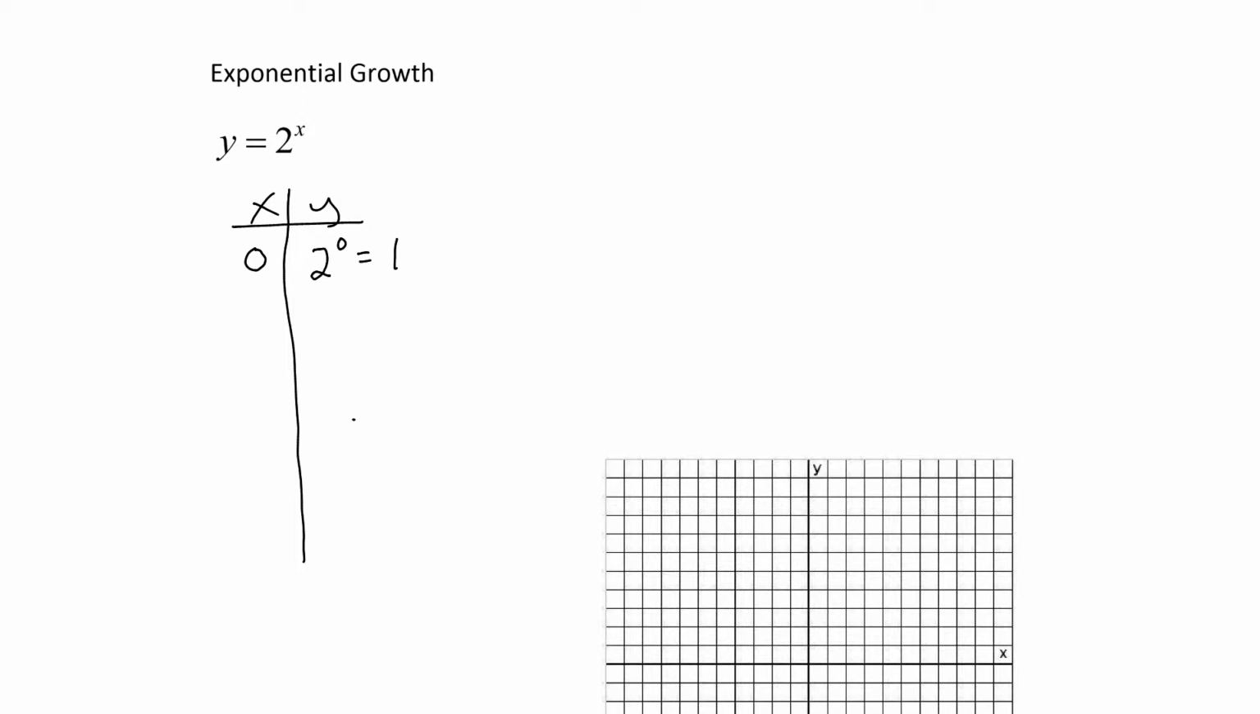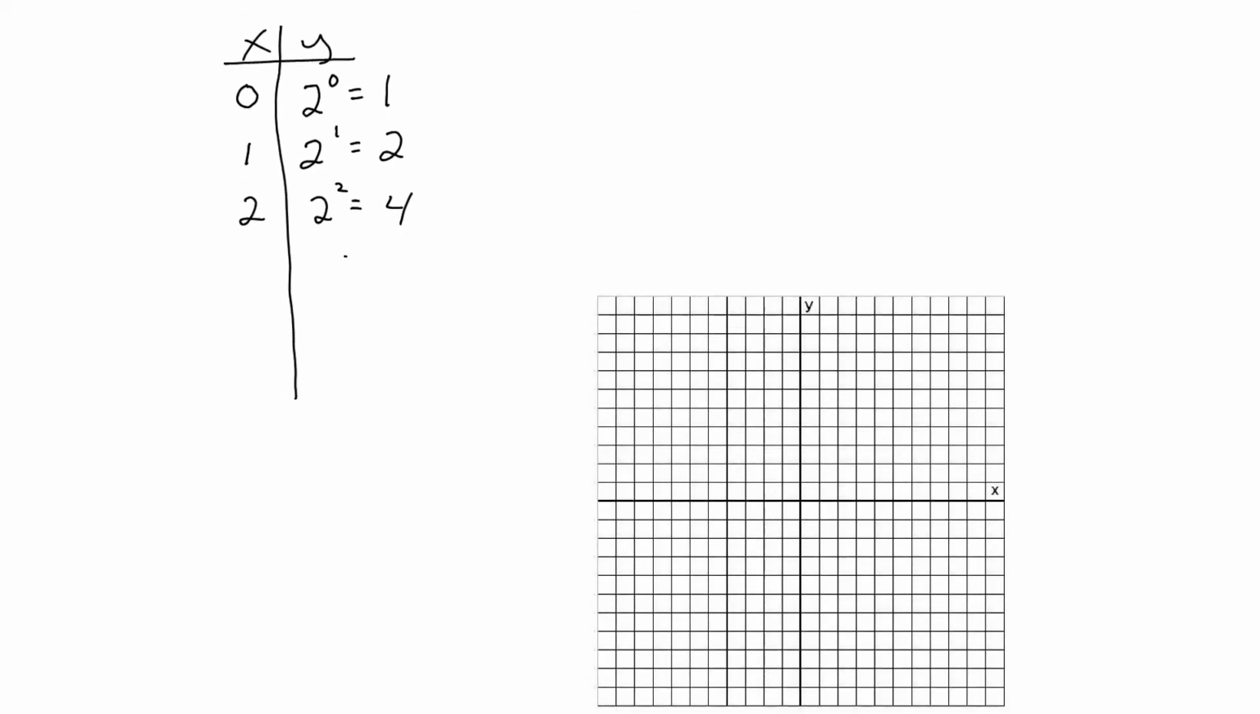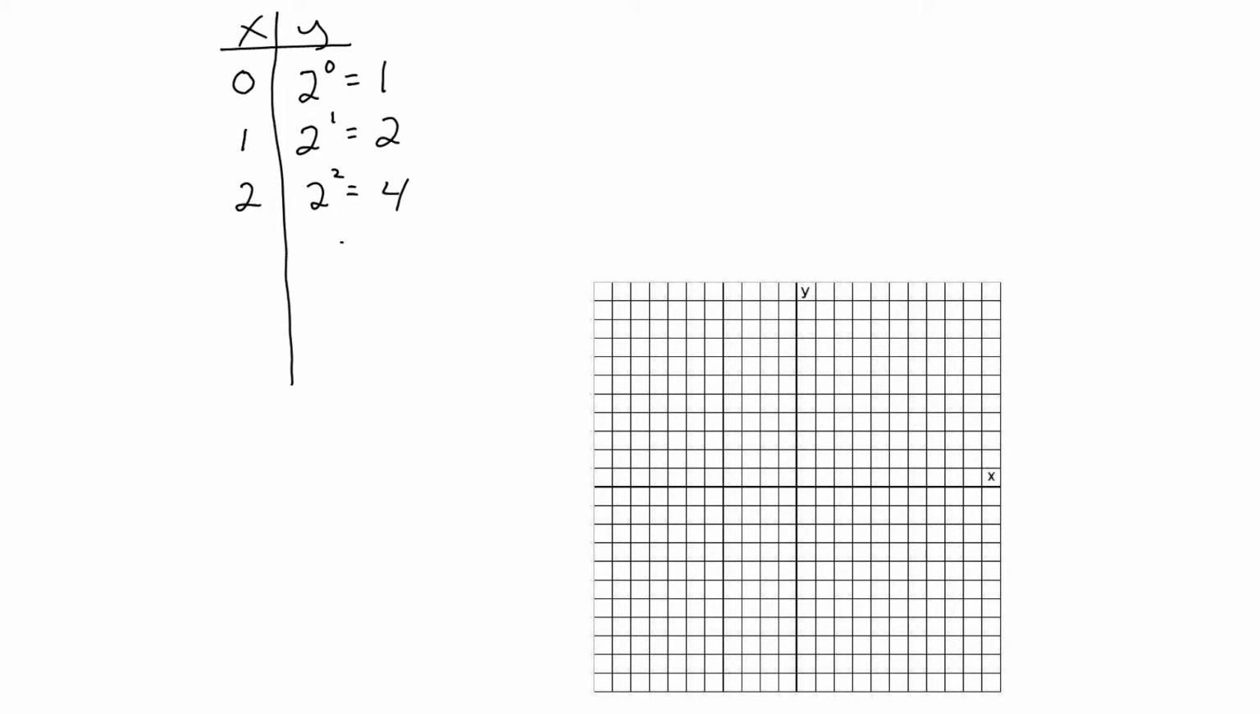So after 1 day goes by, you double it. So that's x equals 1. So 2 to the 1 is 2. So after 1 day of doubling, you have 2 pennies. The second day of doubling, 2 to the 2 equals 4. So let's start to graph this. If x equals 0, y equals 1. If x equals 1, y equals 2. If x equals 2, y equals 4.